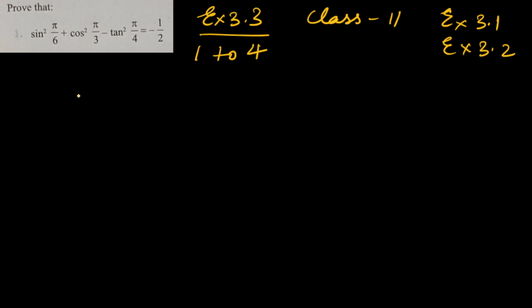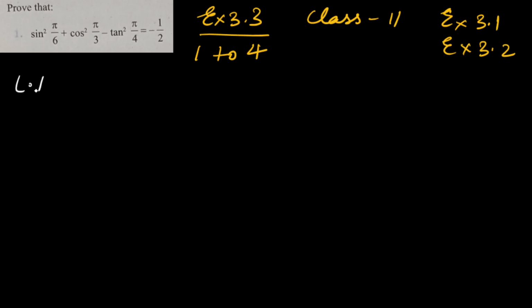In proof type questions, whenever the statement is "prove that", we have to prove left hand side equals right hand side. So we'll start with one side. Most of the time we can work on the left hand side and prove its answer equals the right hand side. Let's start. The first one given to us is sin square pi by 6 plus cos square pi by 3 minus tan square pi by 4 is equal to minus 1 by 2.